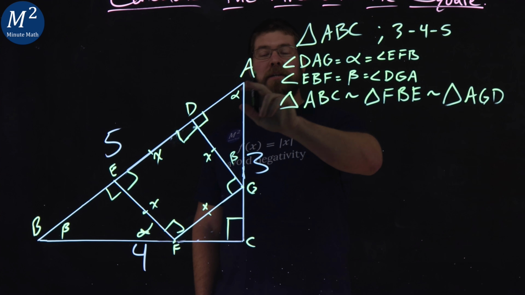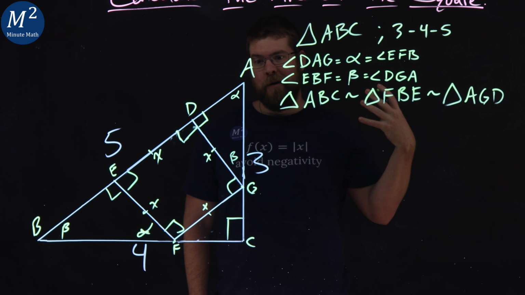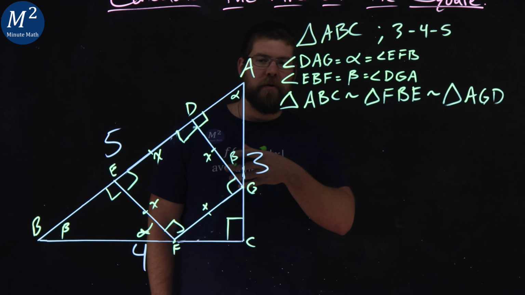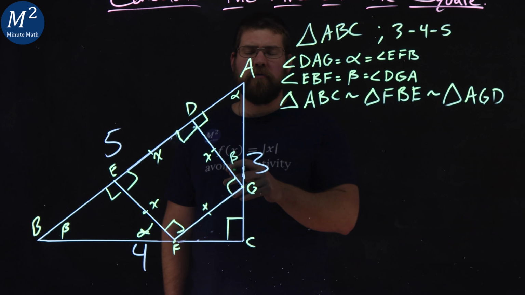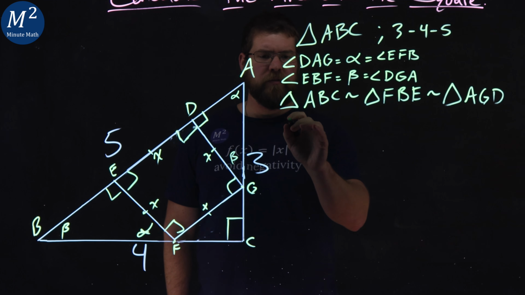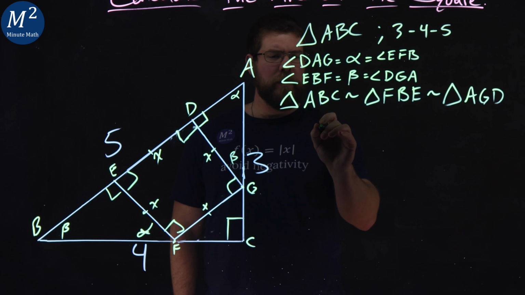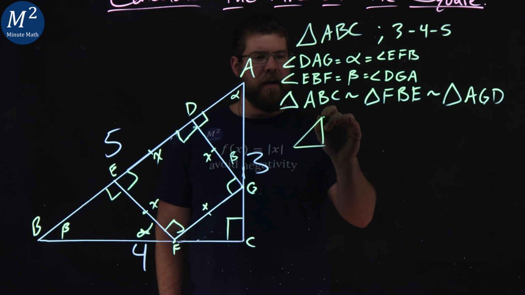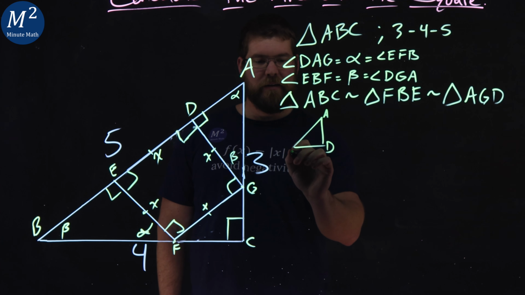Now, we said our big triangle is a 3, 4, 5 triangle. So how does that 3, 4, 5 triangle help us? Well, let's go look at triangle ADG. I'm gonna redraw this here. ADG here, and I'm gonna put it as A, D, and G here.